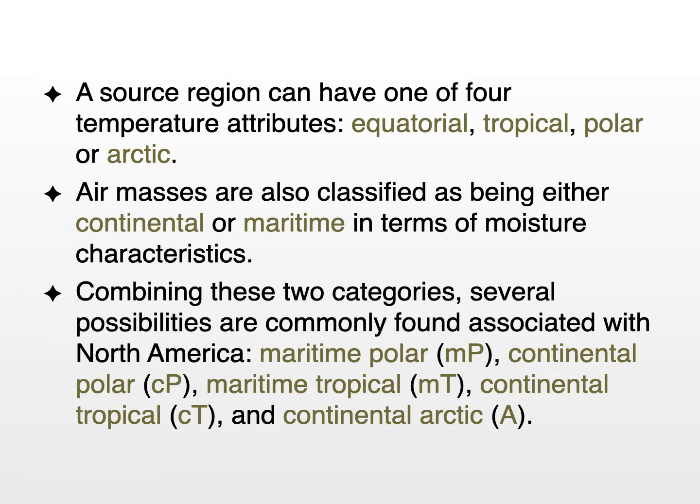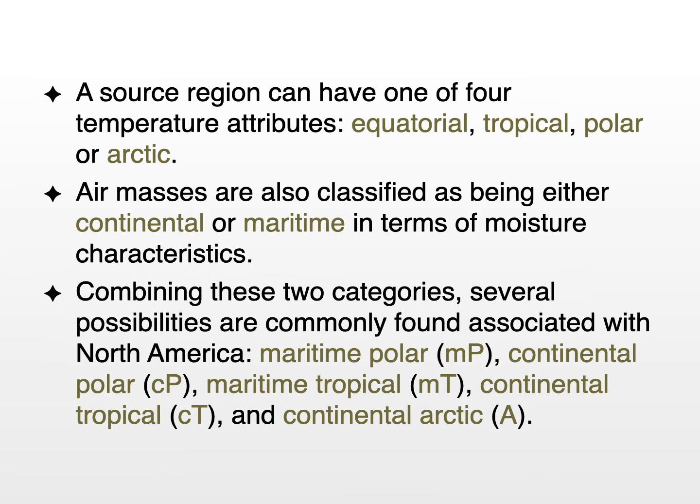Air masses can have 4 temperature attributes, and these attributes are a function of where they form. If an air mass forms near the equator, it's equatorial. If an air mass forms in the subtropics, it's tropical. And in the mid-latitudes to high latitudes, polar. In the poles, it could be an Arctic or Antarctic air mass.